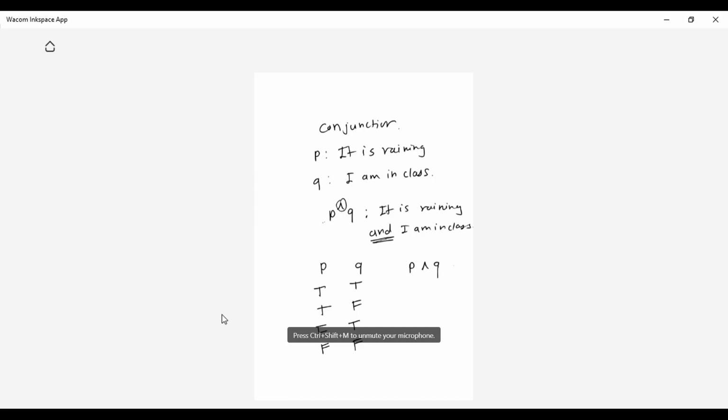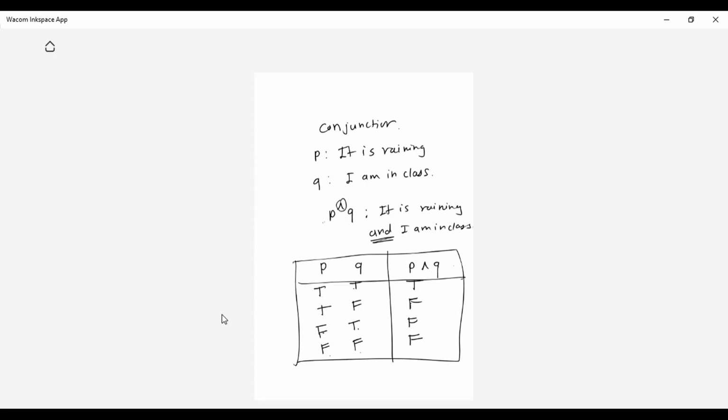P and Q for ANDing. True, true: only for true values am I going to get the true result. If both values are true, then and only then I get the result as true. Otherwise, for all other combinations, I will have false. So true, false, false, false. So this is the truth table for P and Q. I hope everyone knows this. We are revising it quickly. Now we will go for disjunction.